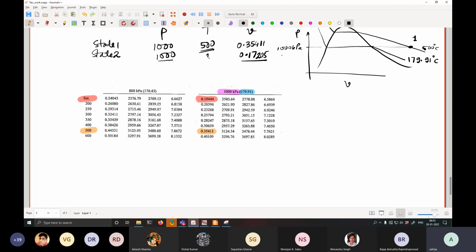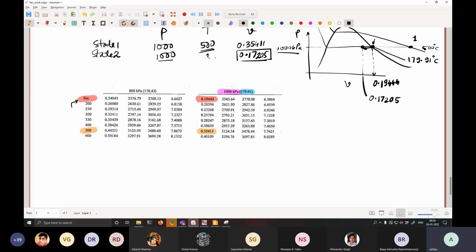At 1000 kilopascal, when you are just at this point, this is the saturation point, meaning saturated vapor. When you are looking up the superheated vapor table, this point is going to be the first entry. I've mentioned this many times before as well. So this volume is 0.19444, but the volume that we see over here is 0.17205. So the volume is somewhere over here. This volume is 0.17205. What does it mean?